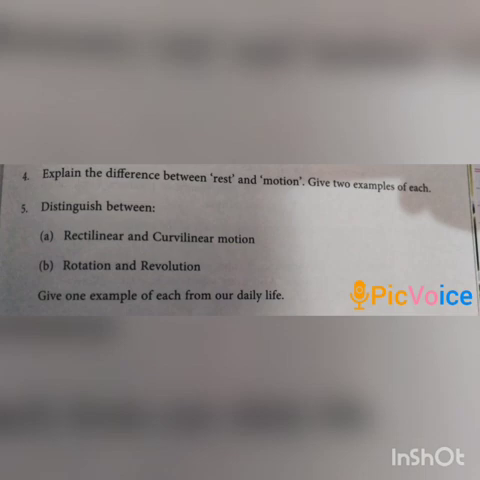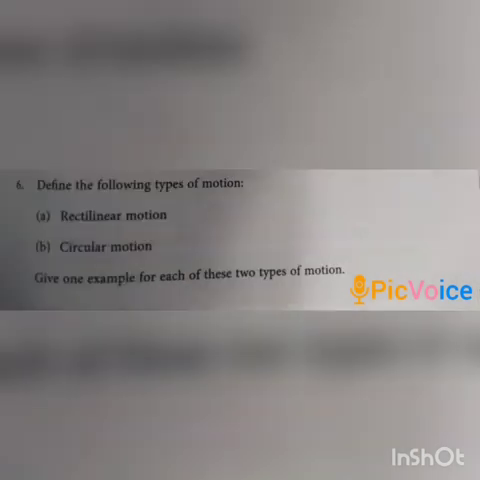Example is motion of the earth around the sun. Now question number 6 is define the following types of motion: rectilinear motion and circular motion. Give one example for each of these two types of motion.